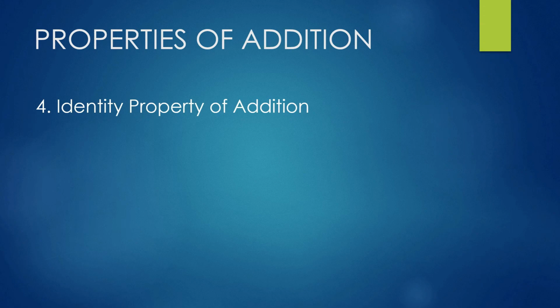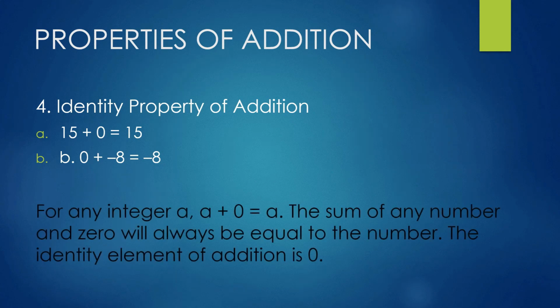Okay, the next property of addition is the identity property of addition. So for example, we have 15 plus 0 is equal to 15. For b, 0 plus negative 8 is equal to negative 8. So for any integer a, a plus 0 is equal to a. The sum of any number and 0 will always be equal to the number itself. So the identity element for addition is 0. So do not forget, any number added by 0 is equal to the number itself.